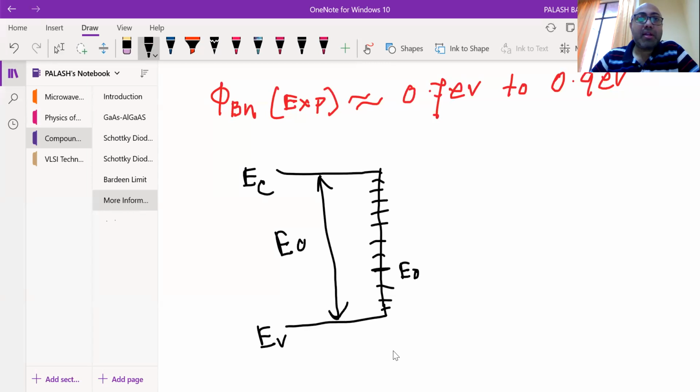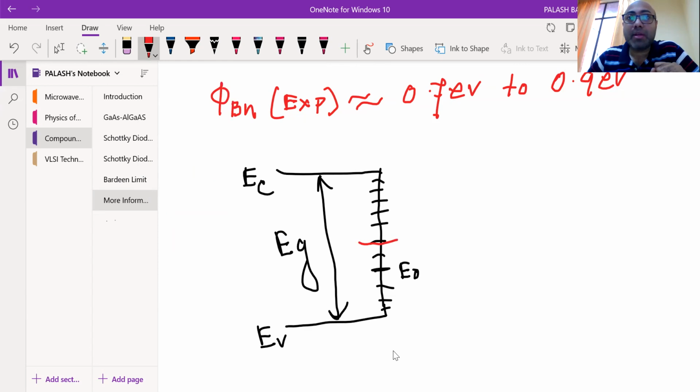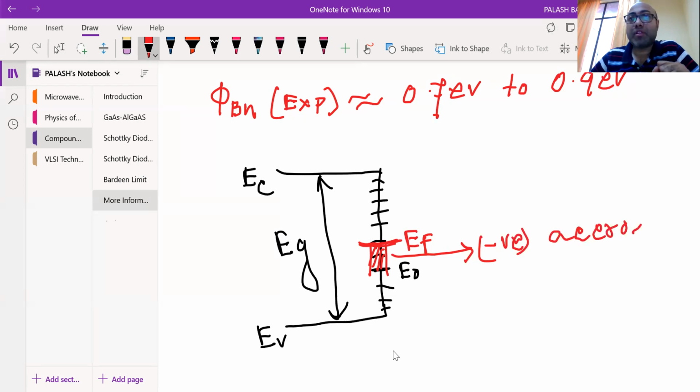It's very easy to understand, and we have defined these things quite nicely. For example, if your Fermi level over here is EF, that means you are uncovering this portion over E0. So that means you are generating negative charge across your surface or interface.